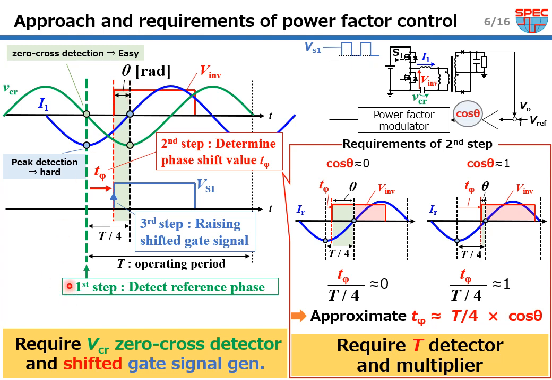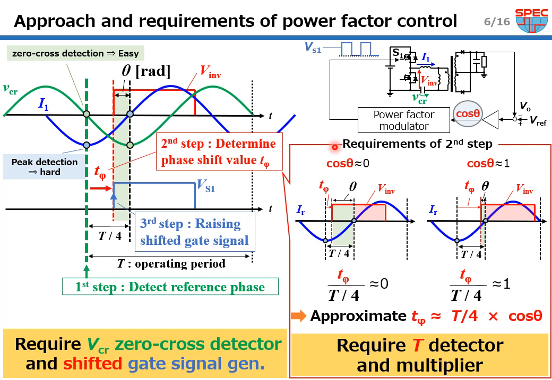Regarding the first step, it is difficult to detect the peak of the current. In contrast, the zero crossing point of the resonant capacitor voltage is easy to detect. So, the reference phase is determined to be the VCR zero crossing point. Therefore, it requires a VCR zero cross detector and a shifted gate signal generator to implement.